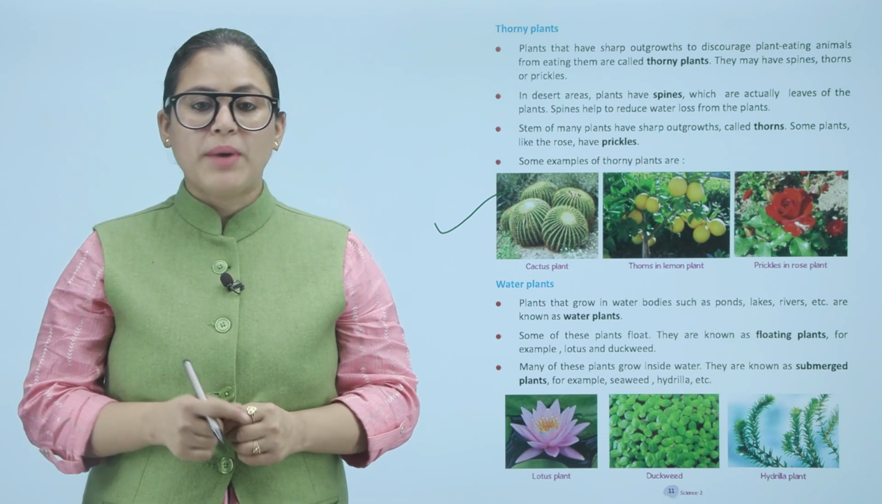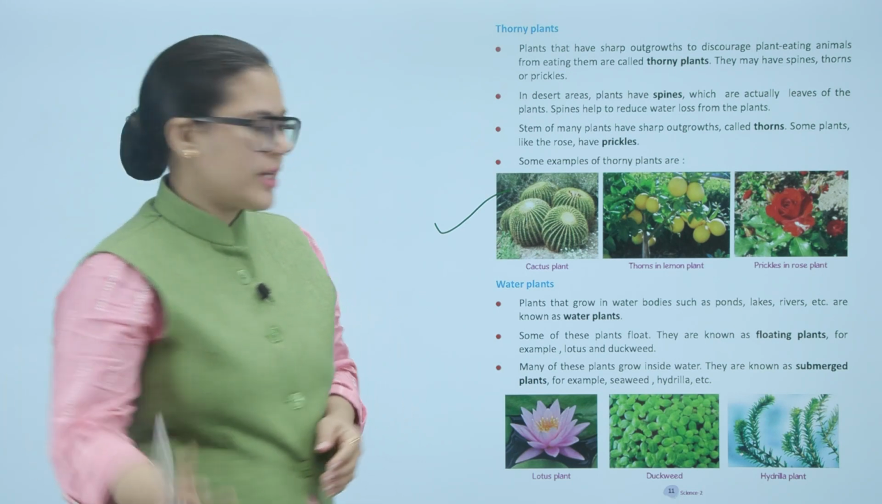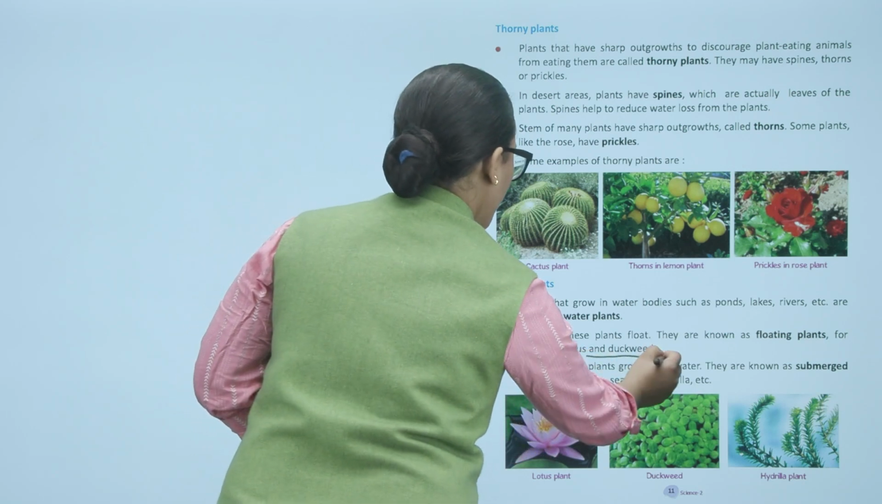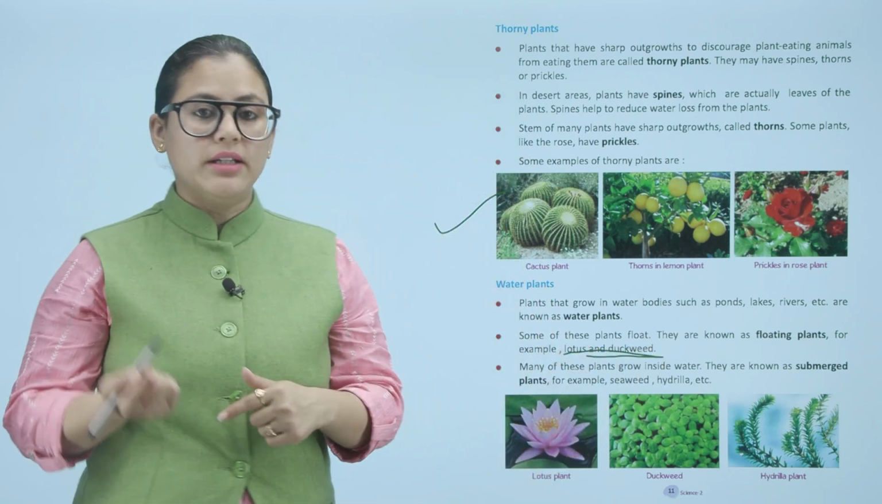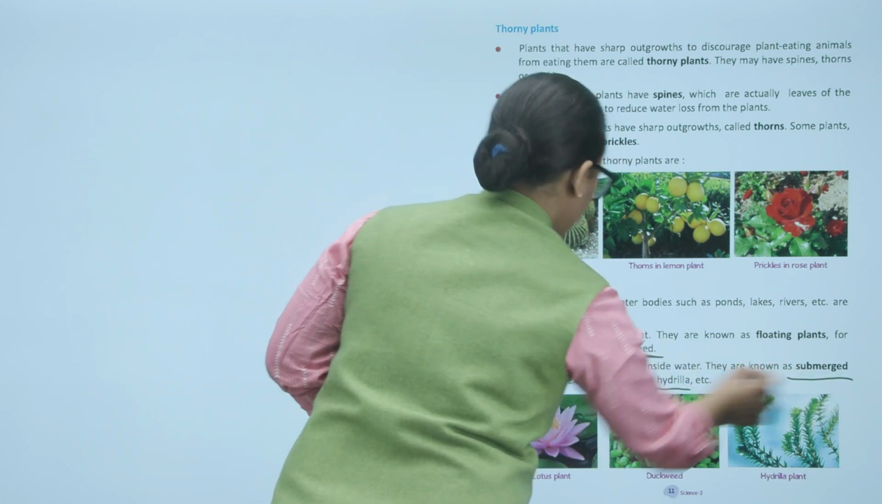Plants that grow in water are called aquatic plants. So some plants float, for example, lotus and duckweed, and some plants are inside the water, for example, seaweed and hydrilla, and they are known as submerged plants.